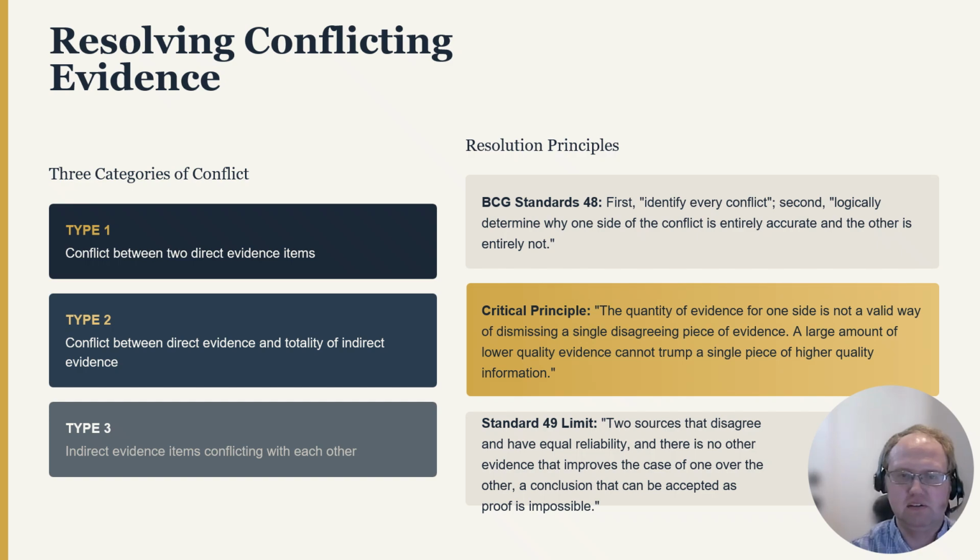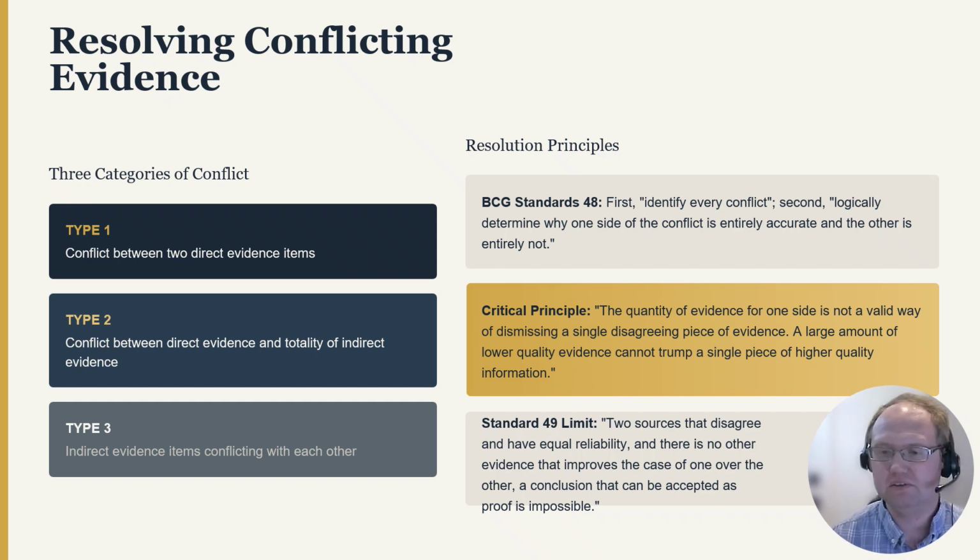BCG Standard 48, this is at least from their Genealogical Standards, first edition, says that first you have to identify every conflict, and second, logically determine why one side is entirely accurate and the other isn't. That's a critical principle that surprises some researchers: the quality of evidence for one side is not evaluated by dismissing single disagreeing pieces of evidence. Like, there's an outlier, the odd man out, therefore that fact's probably wrong.